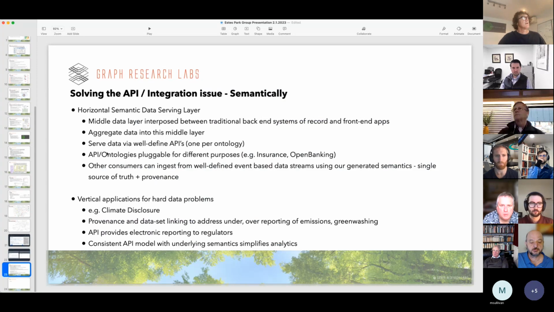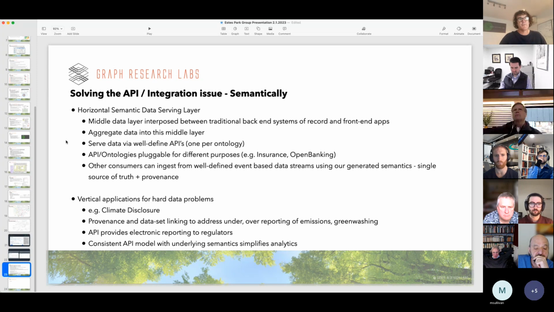So I suppose in summary, what we're building, we're trying to solve this API integration data issue, but with semantics. This horizontal data serving layer product, that's the core of everything we're building. It's the core technology that we have. It's this middle layer that sits between your traditional back end and your front end, aggregating your data into that middle tier, and serving it by these well-defined APIs, but they're all bound ultimately to an ontology.